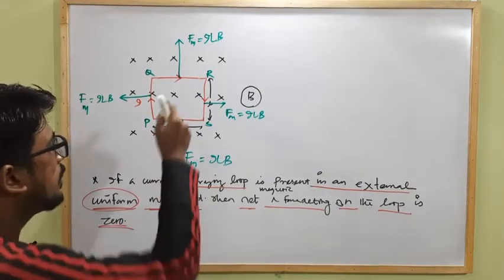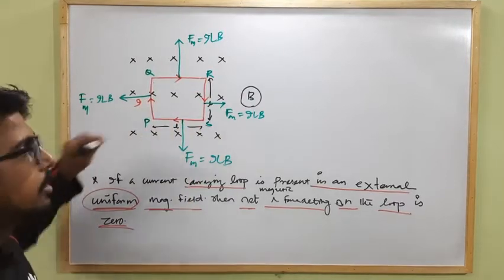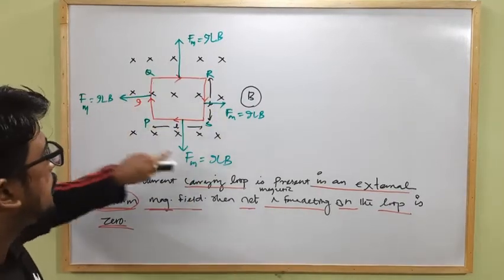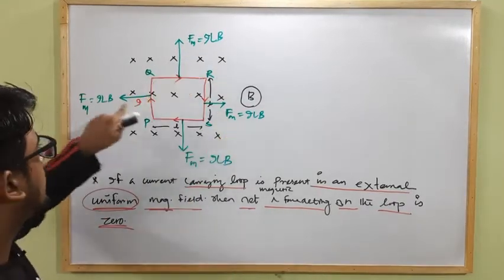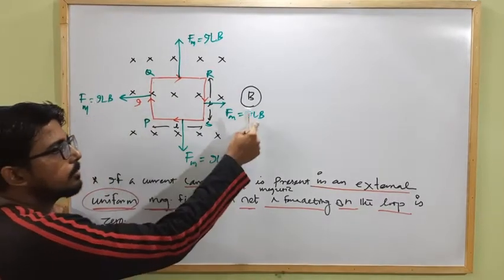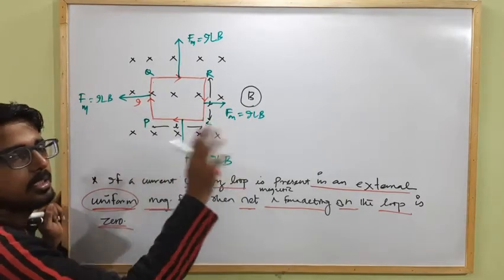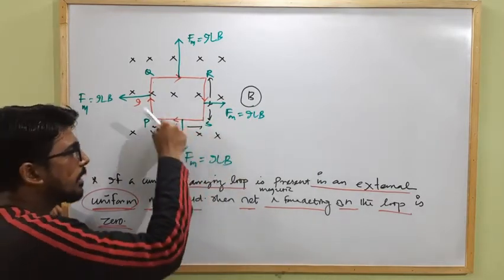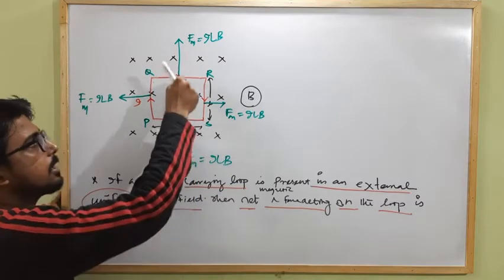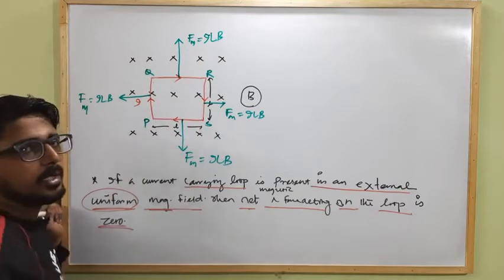If the field is not uniform, then all the forces have different values, because all the force depends upon the strength of the magnetic field. If here the magnetic field is somewhat different from the magnetic field at this position, then these two forces will not cancel each other. Similarly, at this place the magnetic field has some value and here the magnetic field has some other value, then also these two forces will never cancel each other.